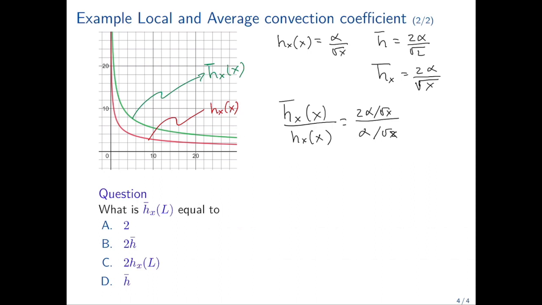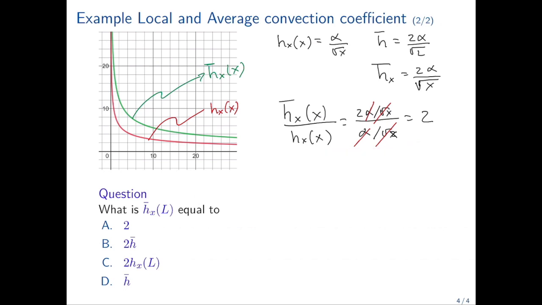So we can cancel a few things. We can cancel the alpha, and we can cancel the 1 over the square root of x. So the final result is equal to 2. So that means that the difference in between the two coefficients is 2. And we can see that the red one is below the green one. So the green one is the result of multiplying the red one by 2. That's the basic definition that we found, the final result.